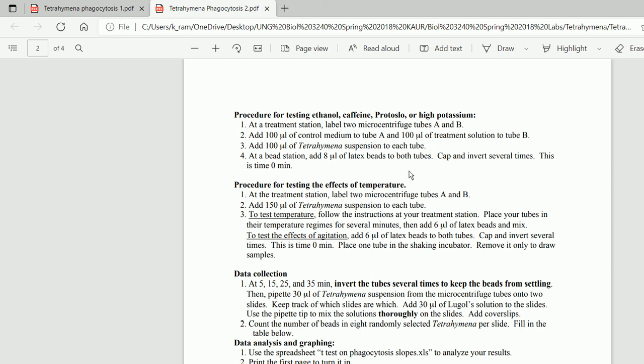So place your tubes in their temperature. It all depends on what kind of temperature you have chosen. I would say 10 minutes is good enough. Place your tubes in their temperature regimes for several minutes, then add. So basically you're going to expose the tetrahymena to whatever temperature is chosen, and then add the India ink dye, mix them, and you will be doing again the same thing. Once you add the India ink, the 0 minute time period starts. After 4 minutes, you take your slide, add the iodine, and then take 30 microliters of tetrahymena, mix them, put the cover slip and watch them under the microscope.